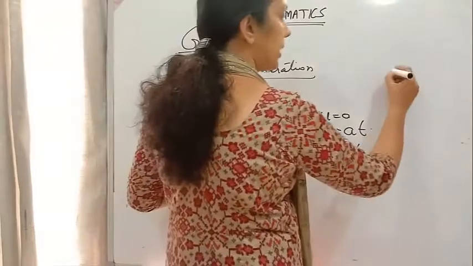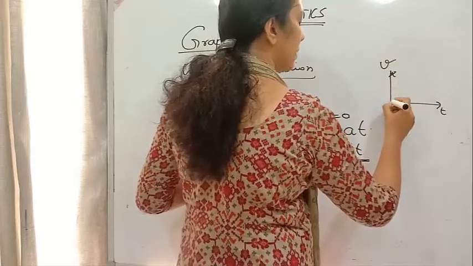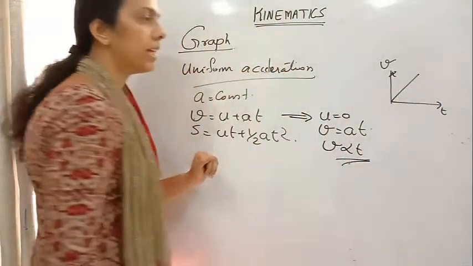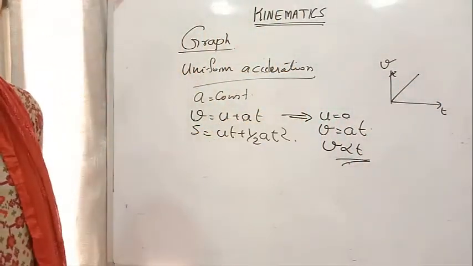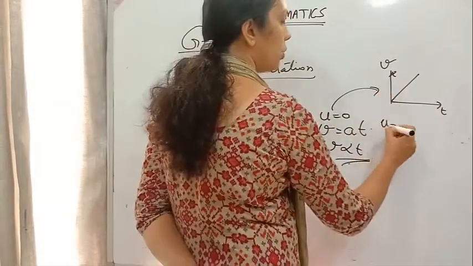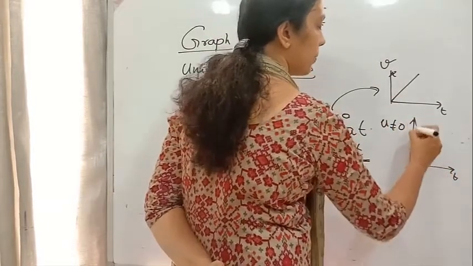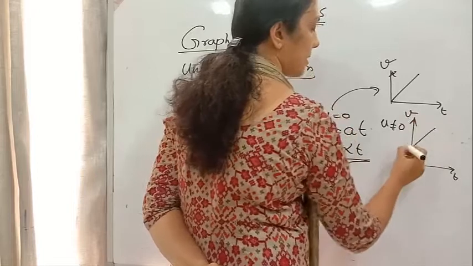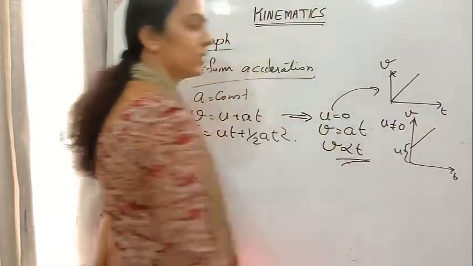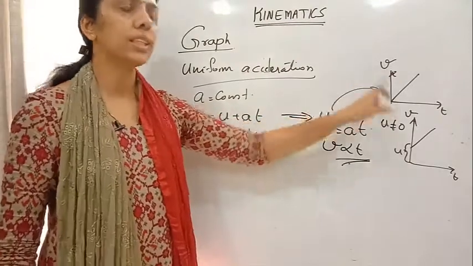So for the velocity time graph, time is here and velocity is here. If the initial velocity is equal to 0, then we can represent the graph like this. If the initial velocity is not equal to 0, u is not equal to 0, then we will represent the velocity time graph like this. This is the initial velocity. Clear? This is how we represent the velocity time graph.